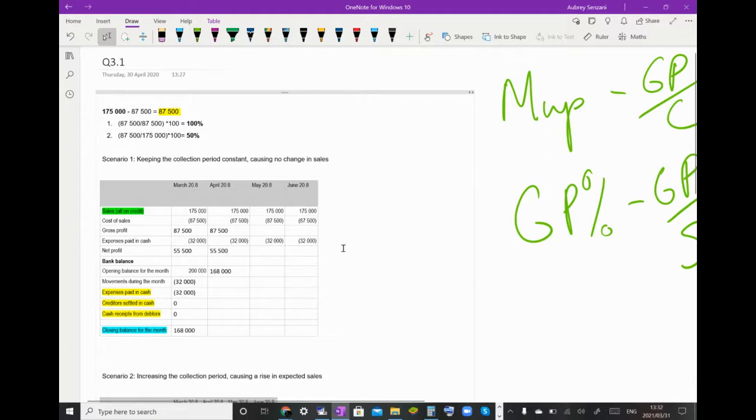We might as well just calculate this now. It's going to be 87,500 as well. Profit, 55,500. Okay, so now we have this net profit. Again, expenses paid in cash is going to be the same because that's the same throughout. So we can even do that right now. Let me just copy and paste.